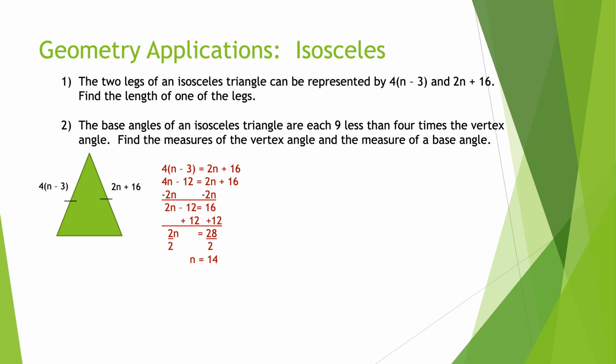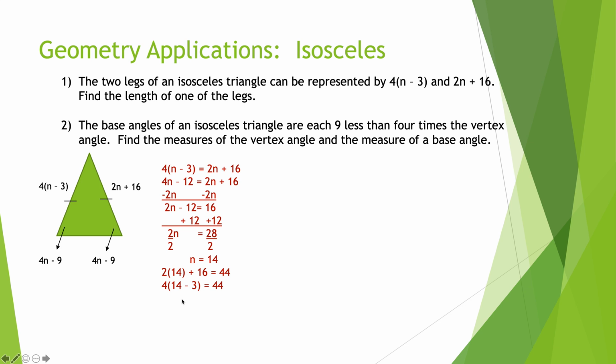Now, again, in math, we always like to confirm these things. If I do 2 times 14 plus 16, I get 44. If I do 4 times 14 minus 3, all I'm doing is substituting the value of 14 in for the n's here. I also get 44. So that shows that the two sides are congruent, so I know I did it correct. It's a check of sorts.